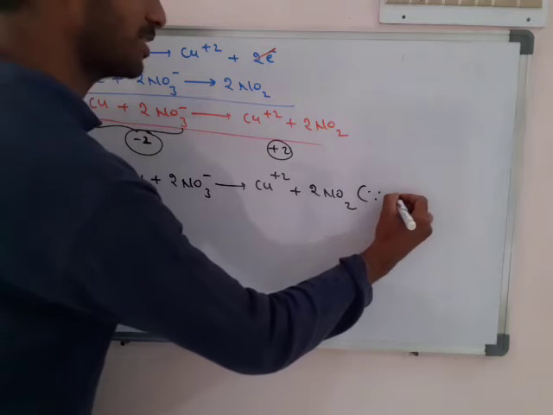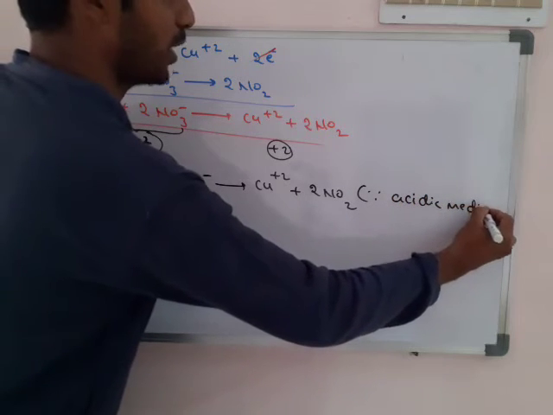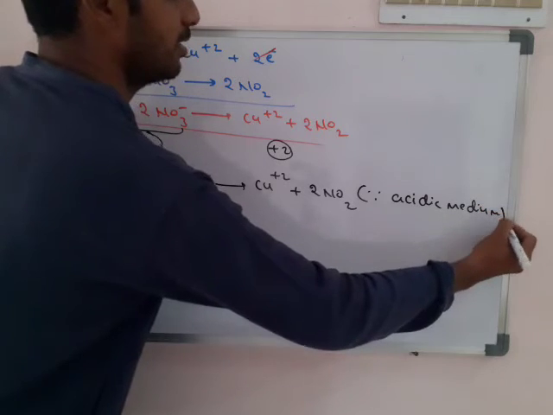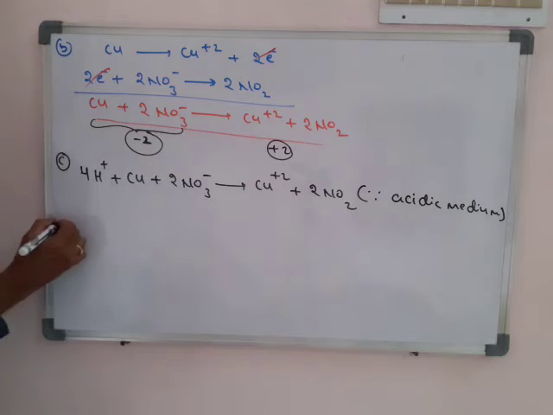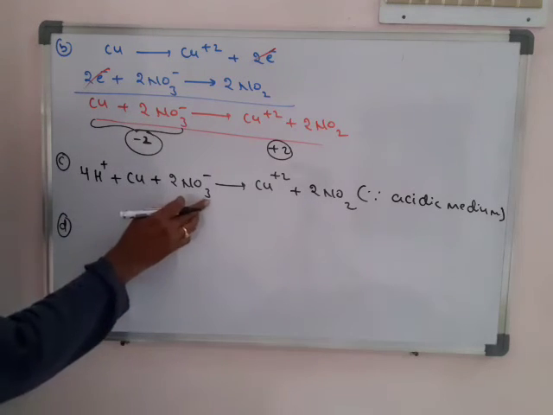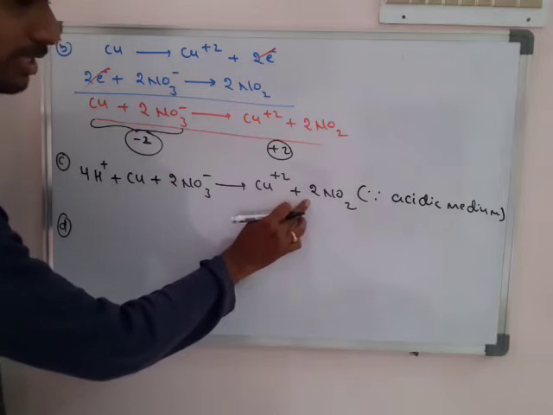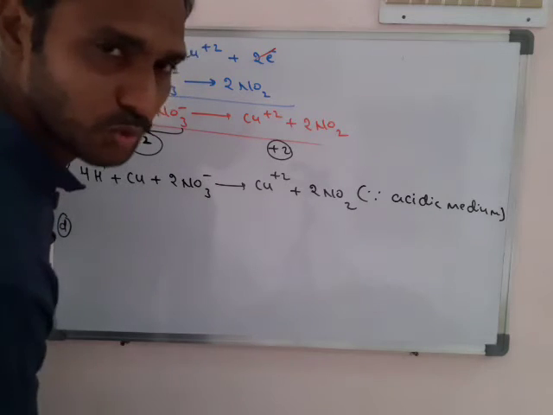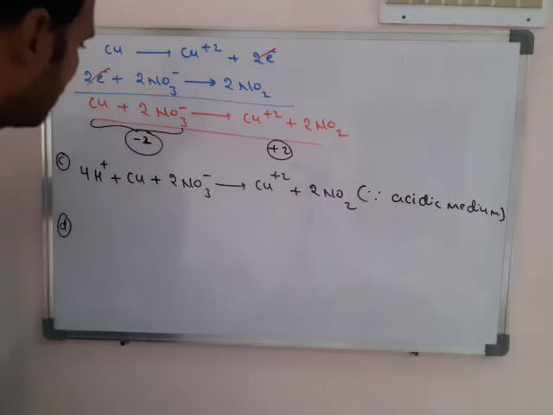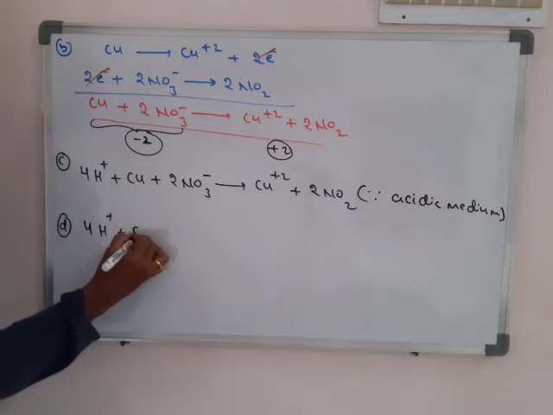Why are you adding H+? Because it is acidic medium. How did you get this point? Here NO3 minus is present, and NO3 minus means automatically acid medium. So last, balance the oxygens. How many oxygens are there? 6 oxygens. Here 4 oxygens. So automatically we should add 2 H2Os. That is, adding 2 H2Os for 2 oxygens balances the oxygens. Okay. So last step, balancing oxygens.